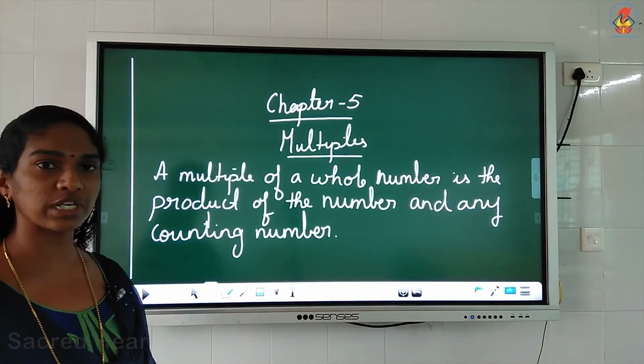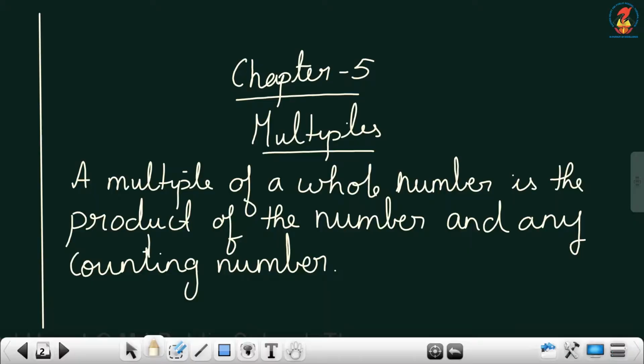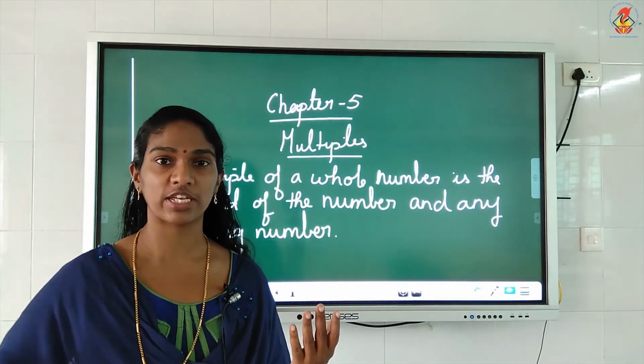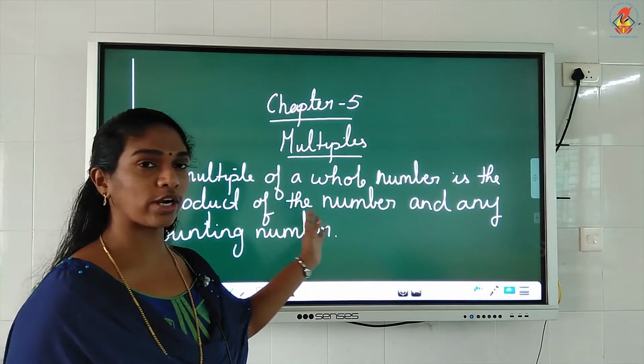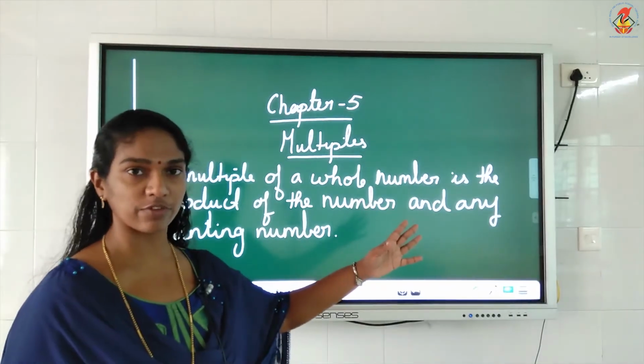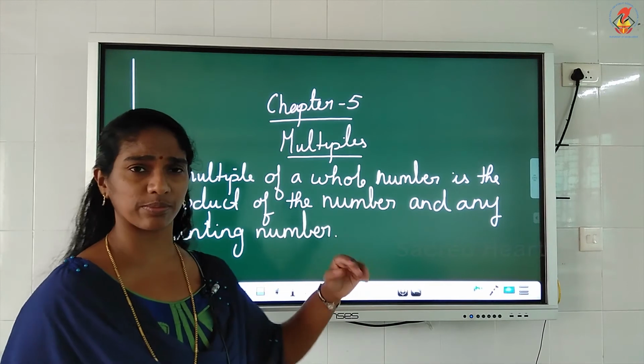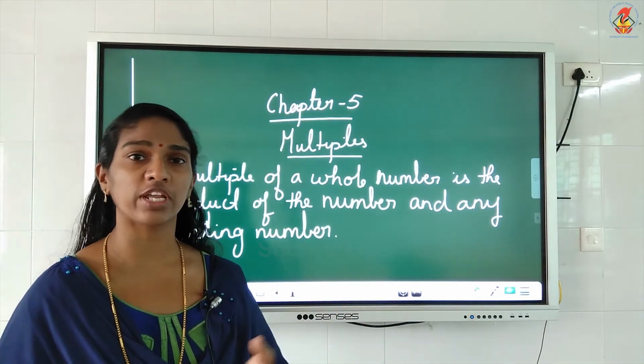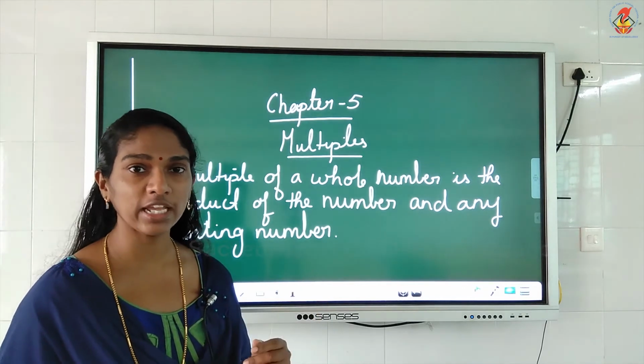What are multiples, children? A multiple of a whole number is the product of the number. Suppose I ask you, write the multiples of 5. How will you find out the multiples of 5? Just multiply with 1, 2, 3, 4, 5, 6. That is what they are telling. Product of the number, whichever number they have given you, and any counting number. Any counting number means from 1, 2, 3, 4, it goes on. So that is how you are getting multiples.